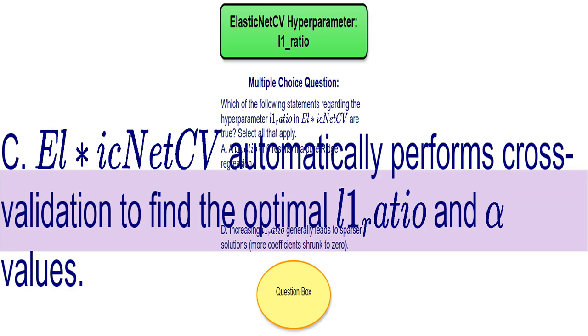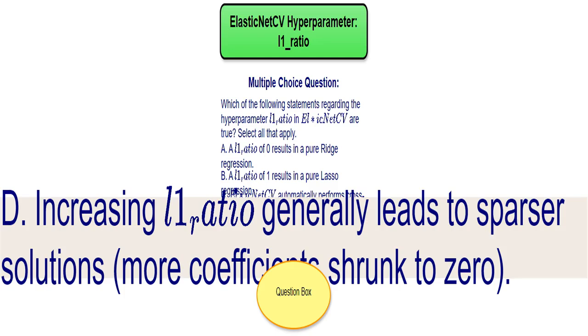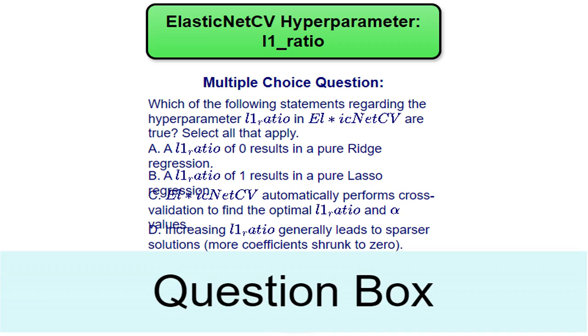Pretty smart, right? This question checks if you know the effect of the L1_ratio on the final model's complexity. Increasing L1_ratio, moving more towards lasso, results in fewer variables being considered important in your model. A sparser solution. Let's see how you did.